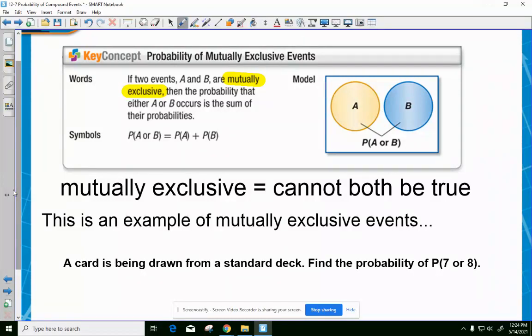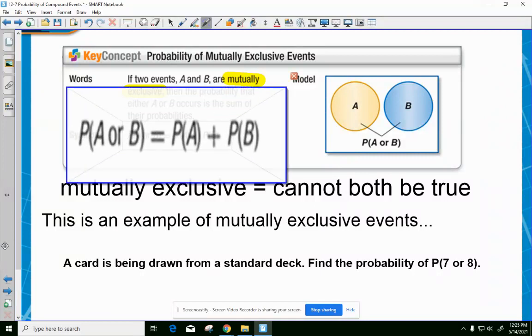Now, I don't multiply those probabilities together. I add. How many 7s are in a deck of cards? How many 8s are in a deck of cards? What are the chances I get a 7 or an 8? 8 out of 52. Okay, so I take those probabilities and I add them together. If you cannot read the purple statement there, it is this one right here that you want to put in your notes. We want to add those 2 things together.